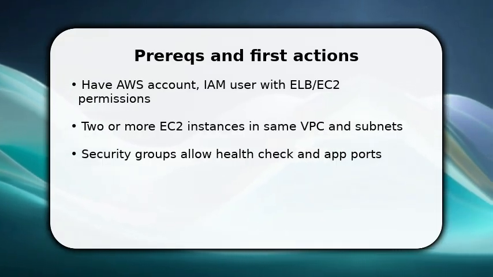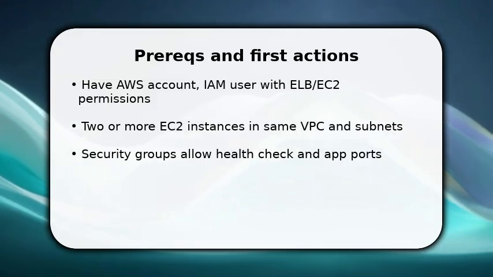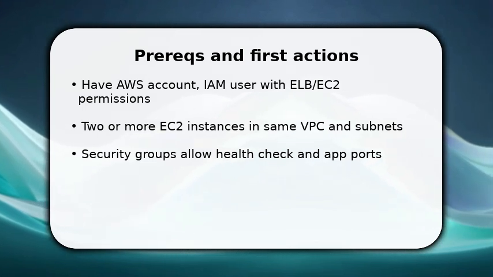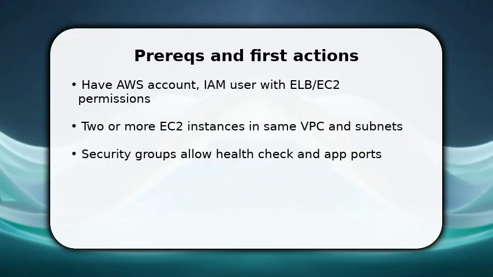Application for HTTP/HTTPS or network for TCP. This starts the routing layer you'll configure next. You're in the creation flow, choose application or network load balancer and pick internet-facing or internal.